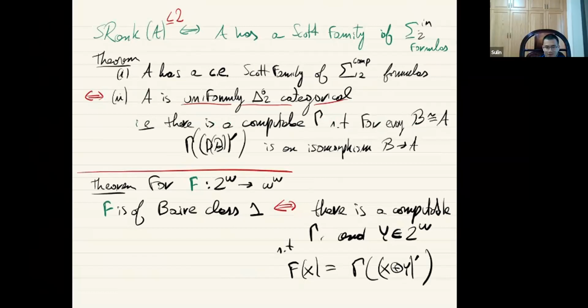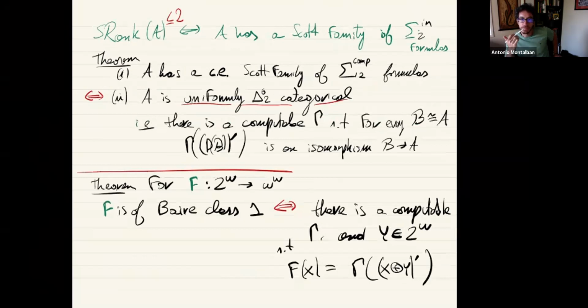So in Baire class 2, is it the double jump? That's right. Baire class 2 is the double jump. Baire class alpha is the alpha jump. And Baire class alpha is also, like continuous functions are the ones where the pre-image of every clopen set is open, right? Or the pre-image of every open set is sigma 1, that's continuous. Baire class alpha means that the pre-image of every clopen set is sigma alpha plus 1. That's also equivalent.